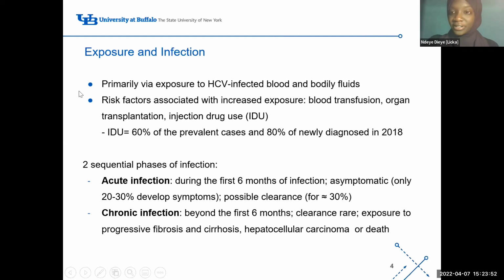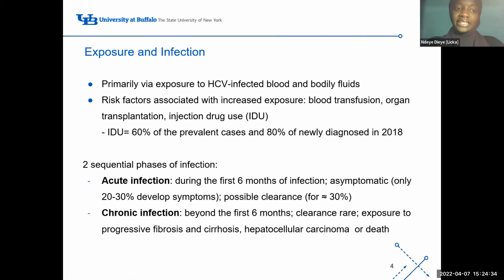Infection by HCV occurs primarily via exposure to HCV-infected blood or bodily fluids. Some factors have been identified to increase the exposure, and these factors are blood transfusion, organ transplantation, or injection drug use. In 2018, 60% of the prevalent cases and 80% of the newly diagnosed cases in the US were injection drug users.